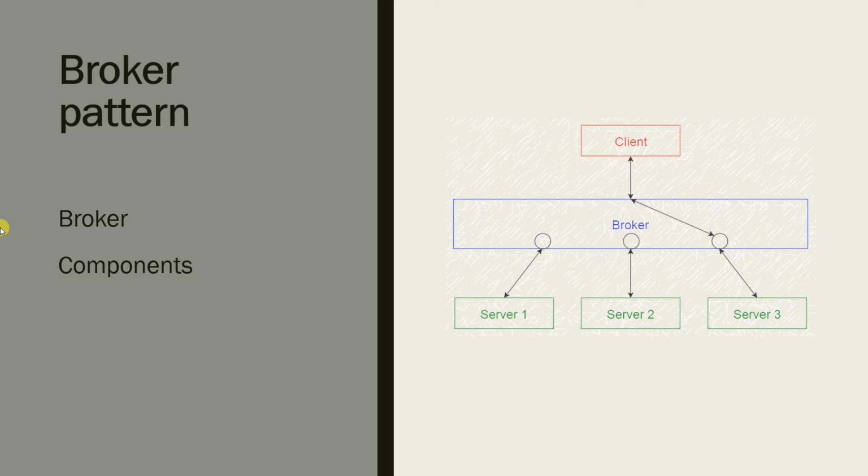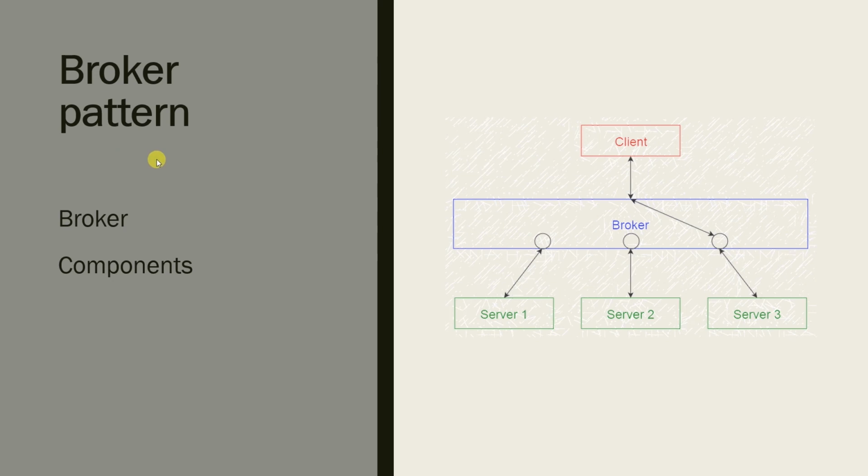Servers publish their capabilities to a broker, and the clients request a service from the broker, and the broker then redirects the client to a suitable service from its registry. An example is message broker software like Apache ActiveMQ. It's an example of this kind of architectural pattern.